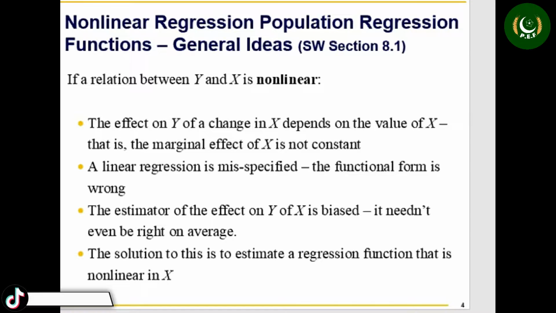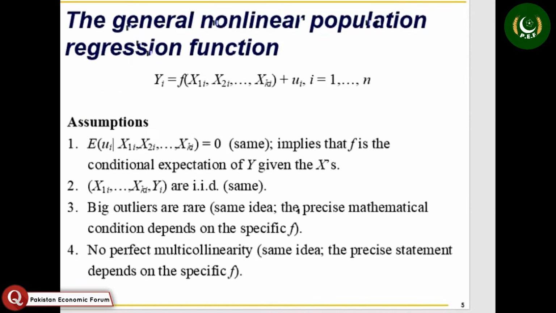The effect on y of a change in x depends on the value of x, it's not constant. As in a linear model we say that if x changes by 2 units, y changes by a certain beta 1. But in this case it's not fixed, it's different from one range of x to another range of x, though the change in x is the same in both the ranges.